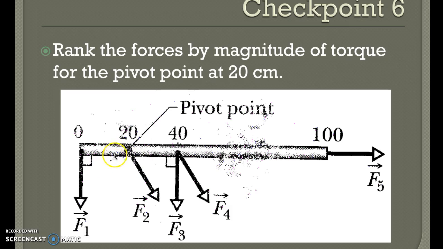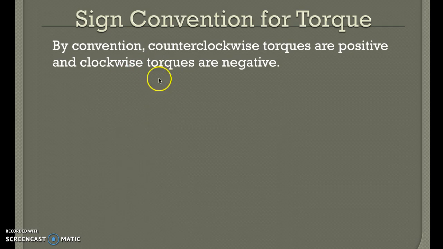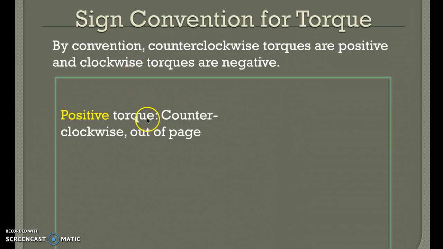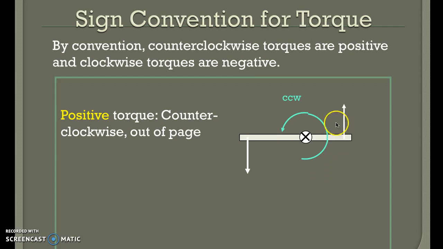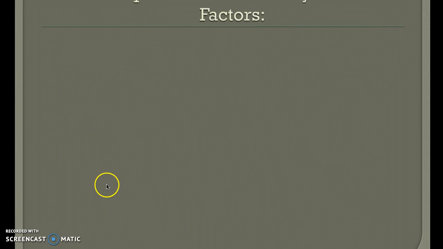Okay, the next thing I want to look at: there is the same convention for rotation. If you have a counterclockwise torque, that's positive. If you have a clockwise torque, we consider that negative. The same rules apply for the vectors, so a positive torque is pointing towards you out of the page, whereas a negative torque points into the page.